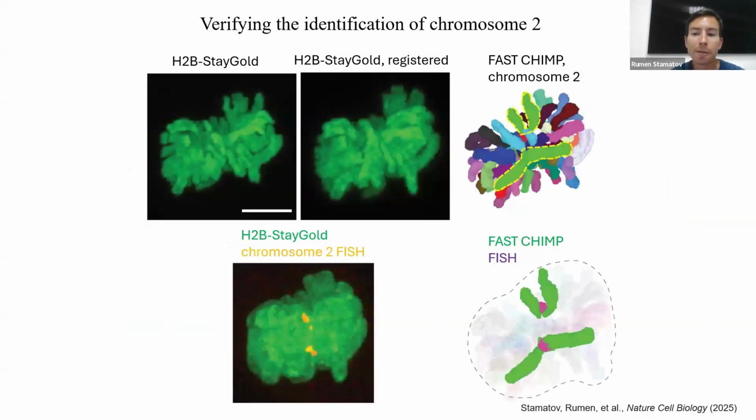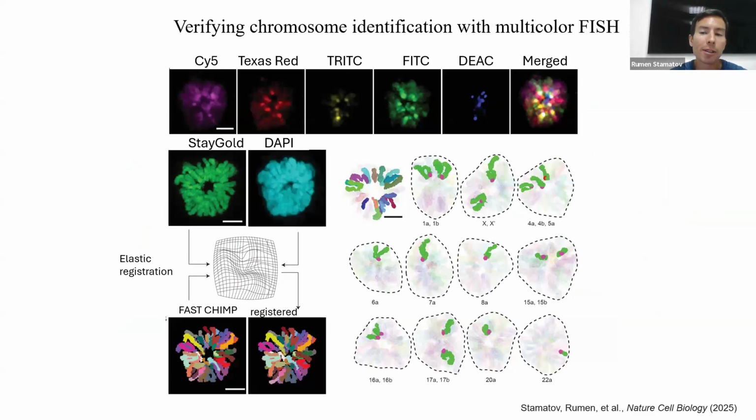We verified using FISH that our segmentation is correct, right? So we used a specific FISH probe for chromosome 2, and it matches exactly the one that we identified using the pipeline. We also did a different type of FISH, the multicolor FISH, which labels different chromosomes with different colors using a combination of colors, actually a unique combination of colors to label each chromosome. And again, there were good matches between the chromosomes that we identified by FISH and the ones that we identified using our method.